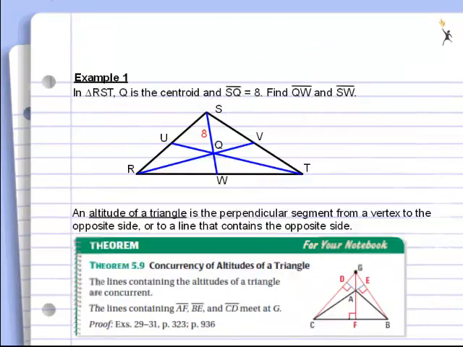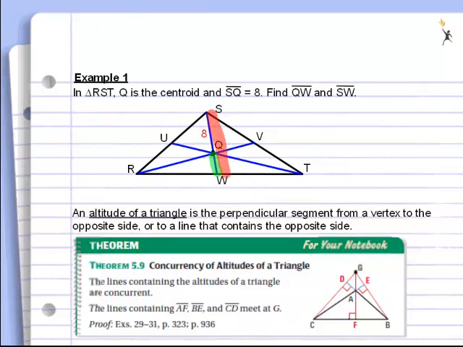Let's practice that a couple times. In example 1, we're given triangle RST. I'm told that Q is the centroid. And I'm also told that SQ equals 8. Then they tell me to find QW and SW. I'm told to find this distance, and I'm told to find this distance.